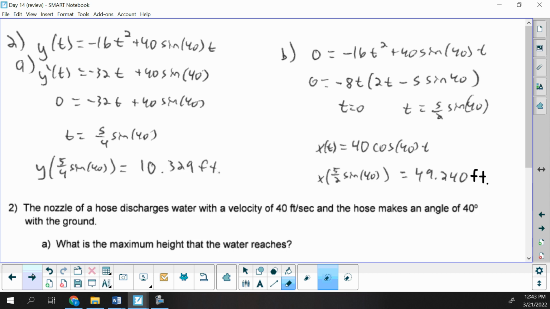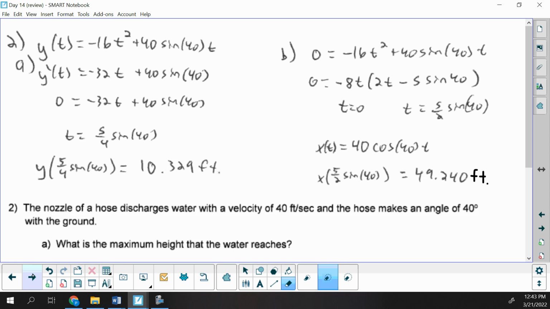Go to the next one. We want to know what is the maximum height. So again, take the derivative of your y component, set it equal to 0, solve for t. We get that 5/4 sine of 40. That's the time when the maximum height occurs. Sub that into your y equation, and that tells you what the actual maximum height is.